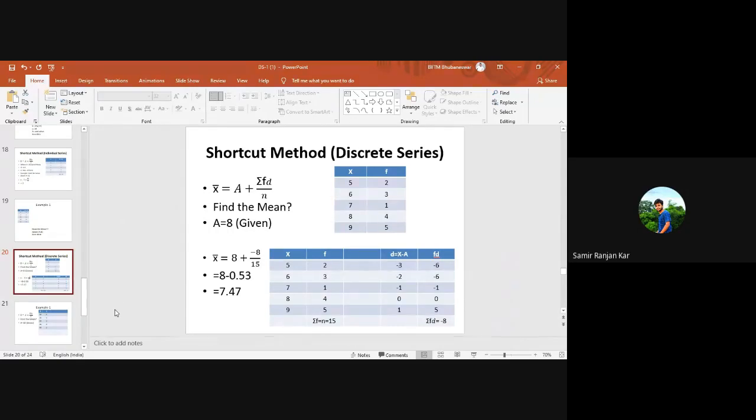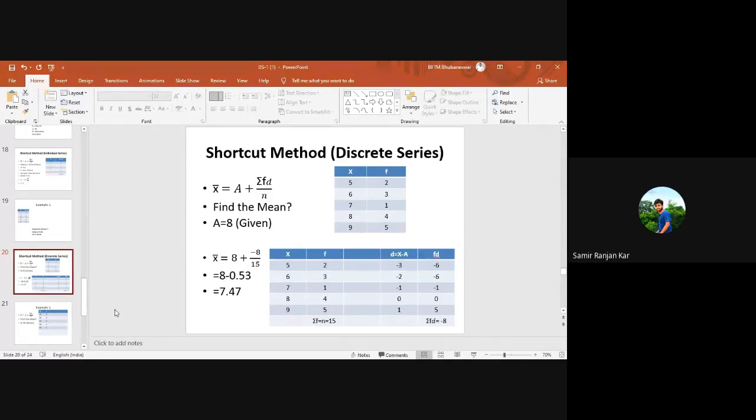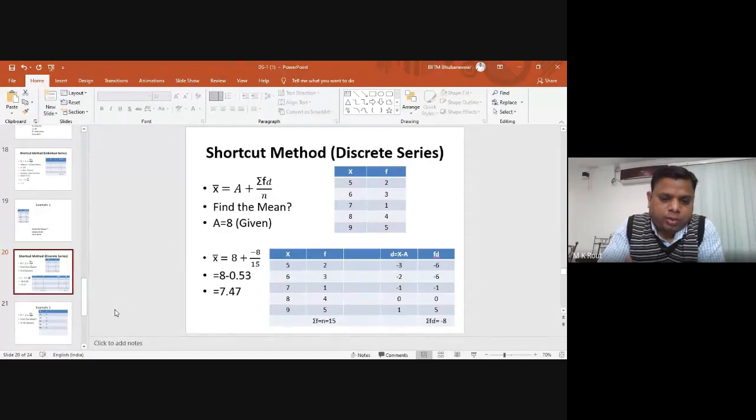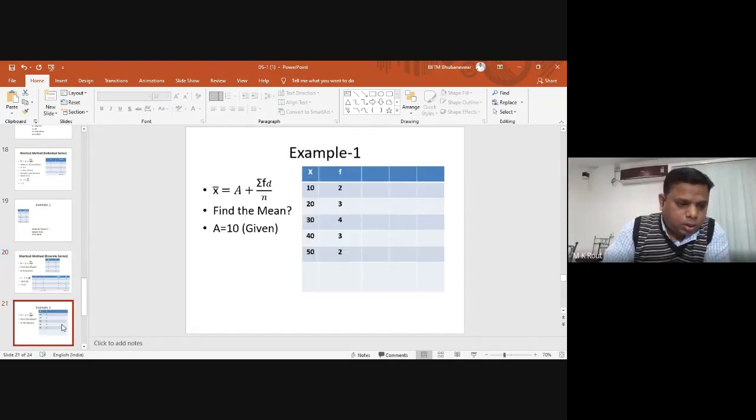Here, in this case, sum of f is equal to, it is not sigma, it is summation. The symbol is summation. Summation of f is equal to the number of observations in case of discrete and continuous series. But in case of individual series, here n equals the number of observations. Clear? Okay, sir. Thank you.